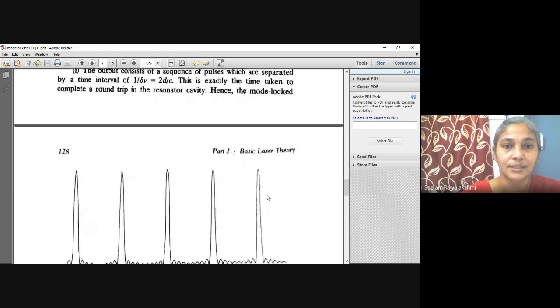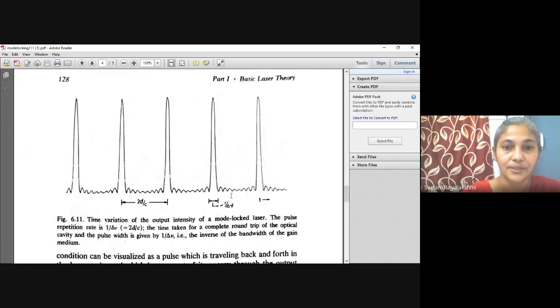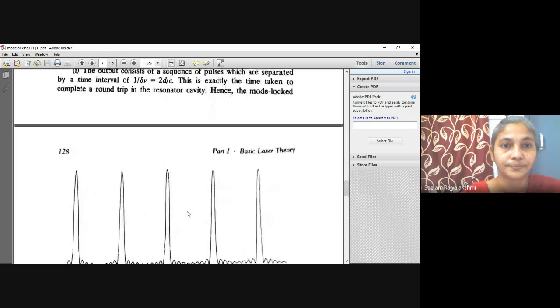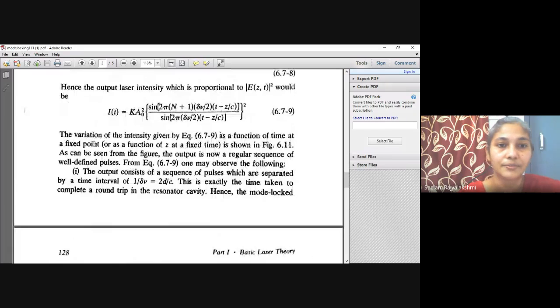Here is the pictorial difference: the time variation of the output intensity of a mode locked laser. The pulse repetition rate is 1 by delta nu, which equals 2d by c, the time taken for a complete round trip of the optical cavity, and the pulse width is given by 1 by delta nu, that means the inverse of the bandwidth of the gain medium. The variation of the intensity can be seen in 6.11 as a function of time at a fixed point. As can be seen from the figure, the output is now a regular sequence of well-defined pulses.